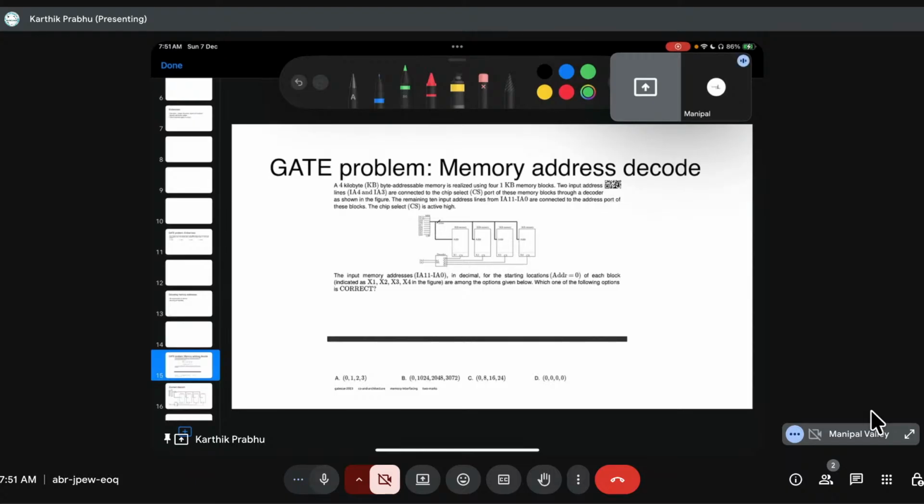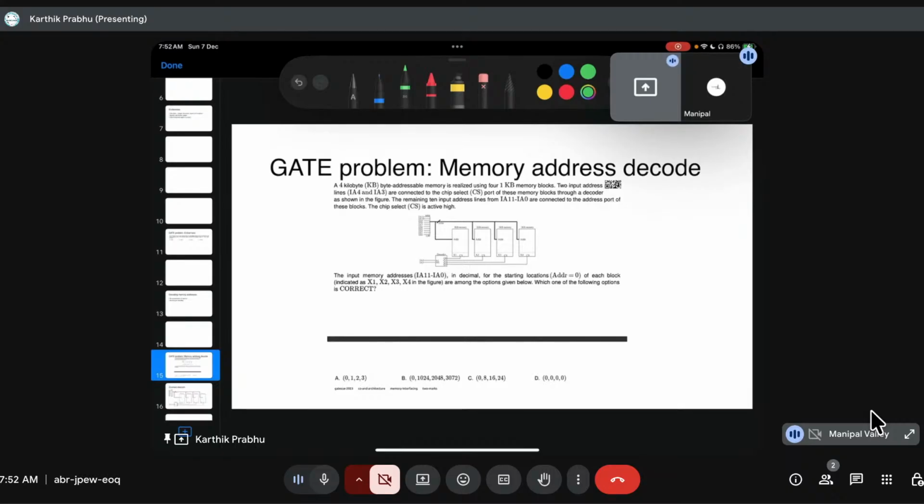So, these are connected to the chip select port of these memory blocks through a decoder as shown in the figure. The remaining 10 input addresses from IA11 to IA0 are connected to the address port of these blocks. The chip select is active high. The input memory addresses from IA11 to IA0 are in decimal, with the starting location of each block indicated as X1, X2. Which of the following options are correct?